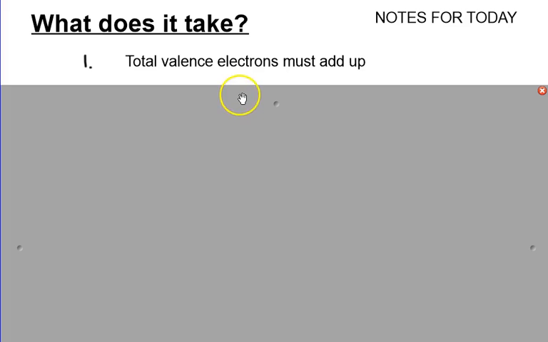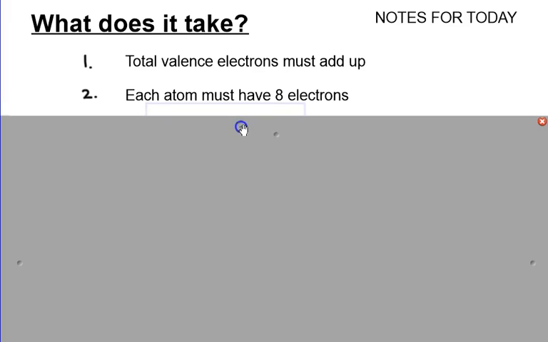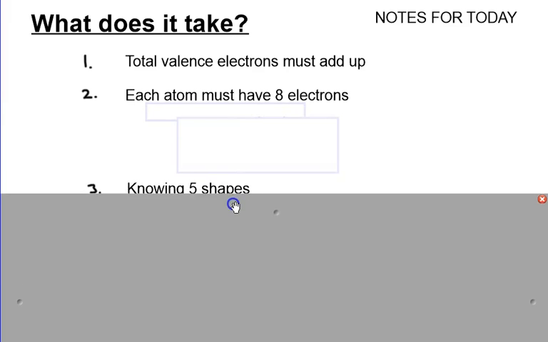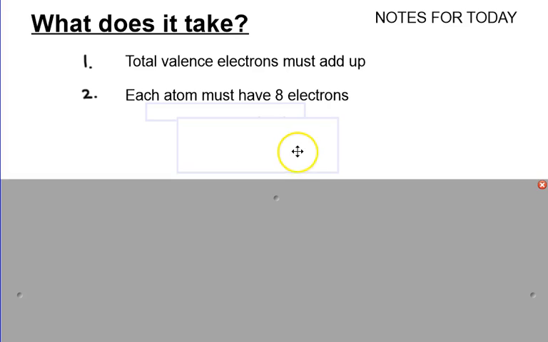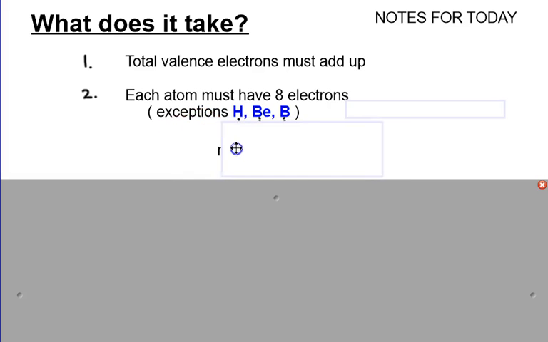And those of you watching at home, just copy this down. You're not going to really understand it, but you will be able to use it when we get into the next part of what we do. But for right now, total valence electrons must add up. Each atom must have 8 electrons, and there's 3 exceptions. And that's hydrogen, beryllium, and boron, and their numbers are 2, 4, and 6.